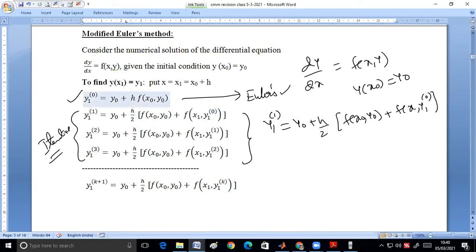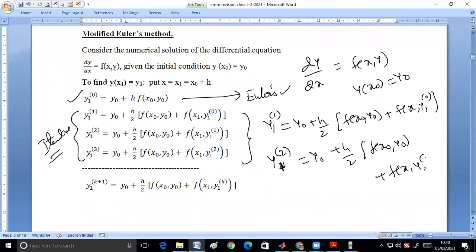Now after finding the y1 value using Euler's method, substitute here, then y1 in the second approximation is the same methodology: h by 2, f of x naught, y naught plus f of x comma, in place of y, write the previous value.